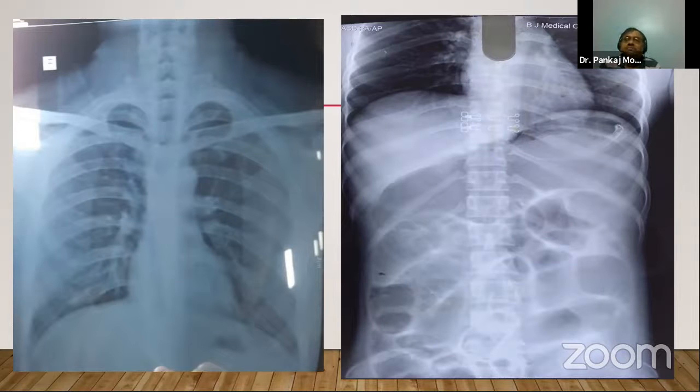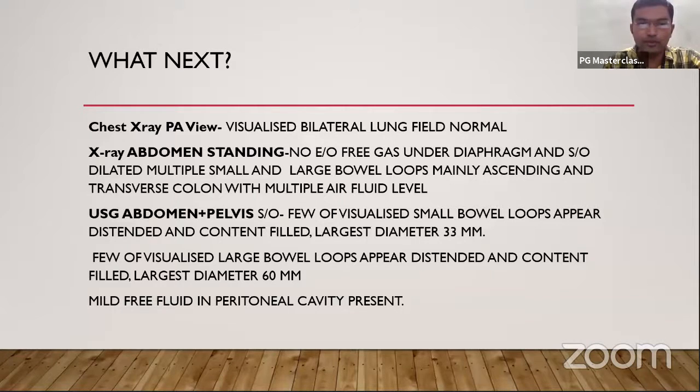Right? Next. The USG abdomen and pelvis was done, which was suggestive of a few of the visualized small bowel loops appearing distended and content filled. The largest diameter is 33 mm. A few of the visualized large bowel loops appear distended and content filled. The largest diameter was 60 mm, and there was minimal free fluid in the peritoneal cavity. The rest of the USG was normal.